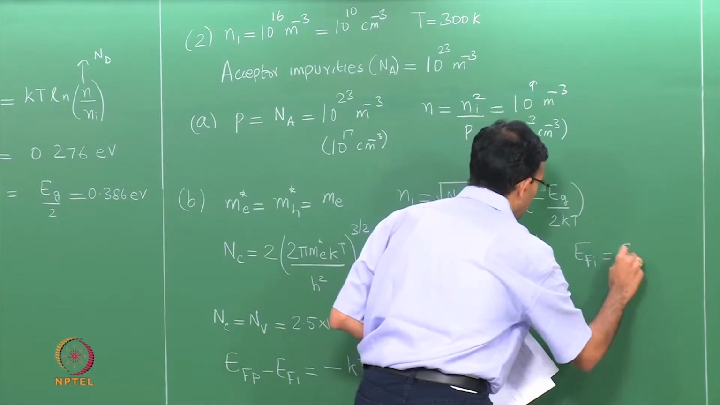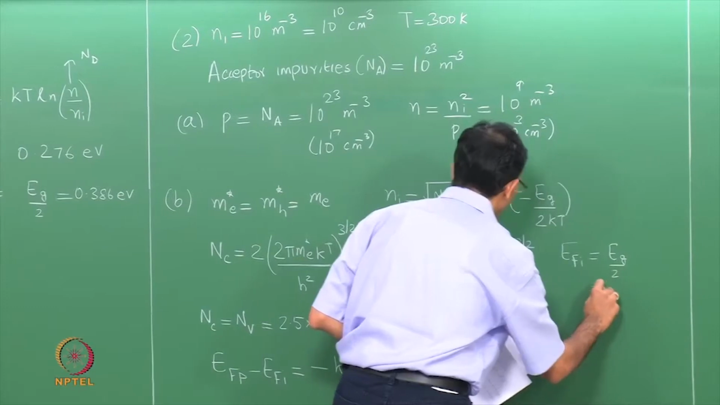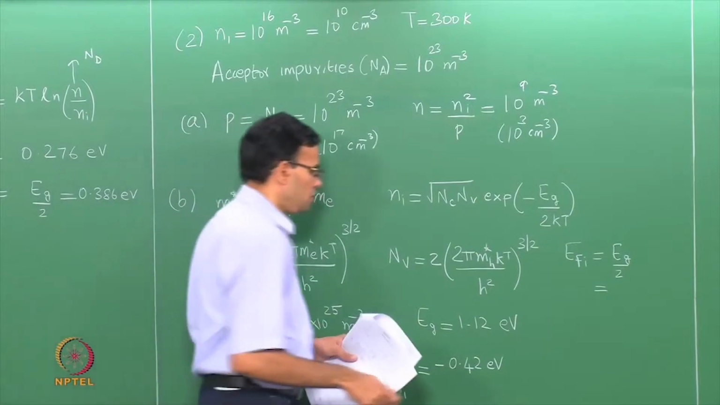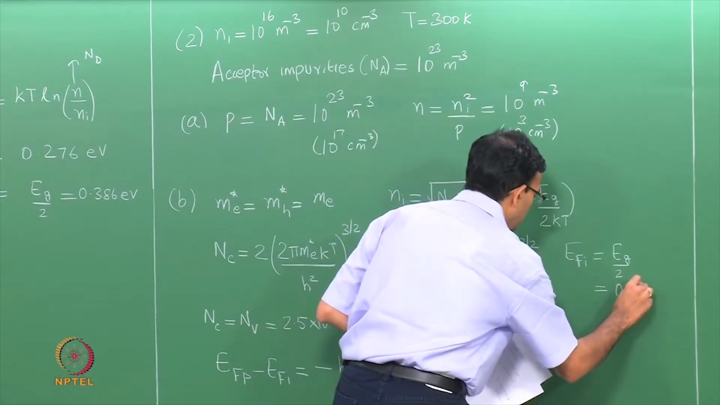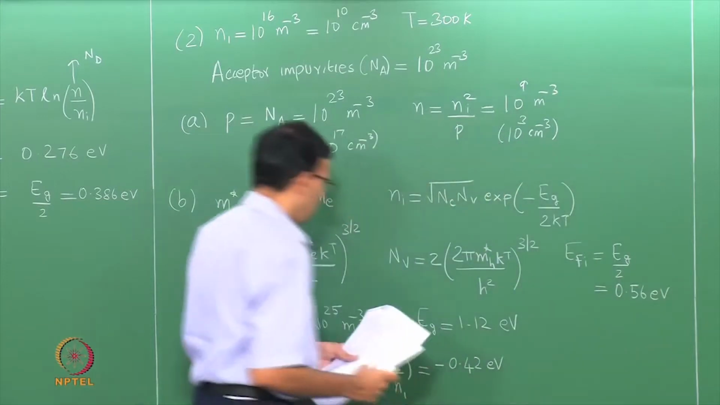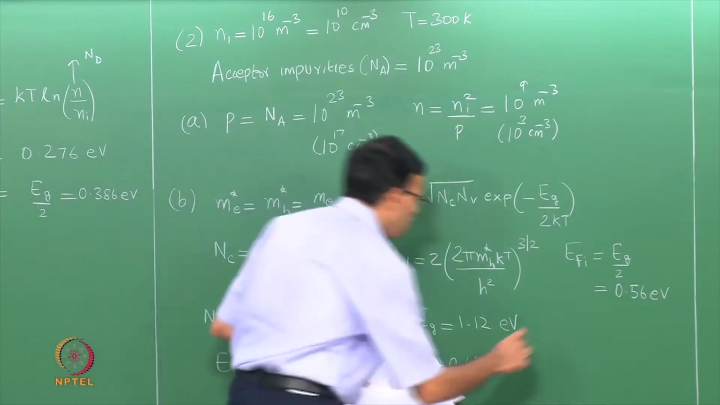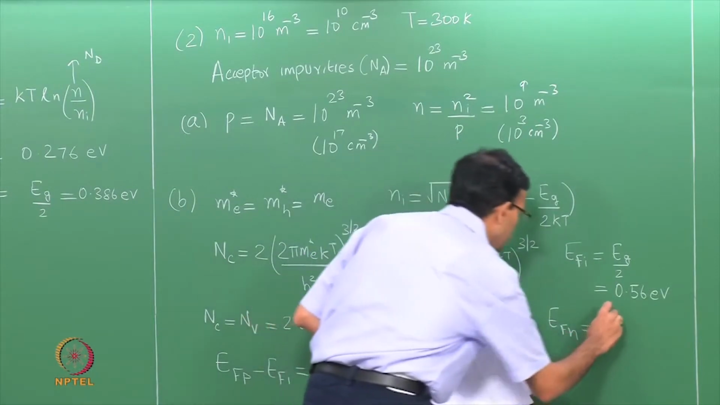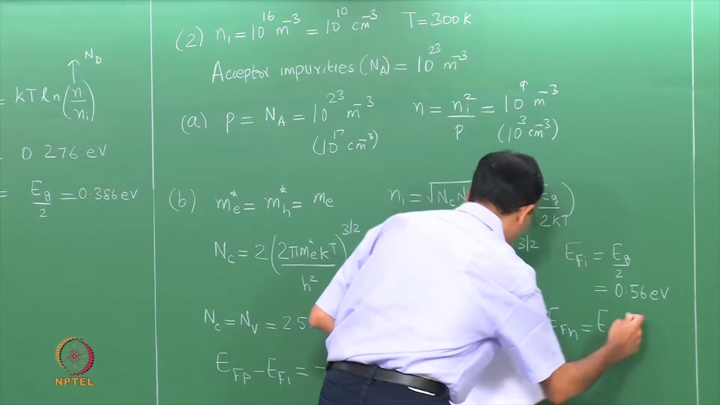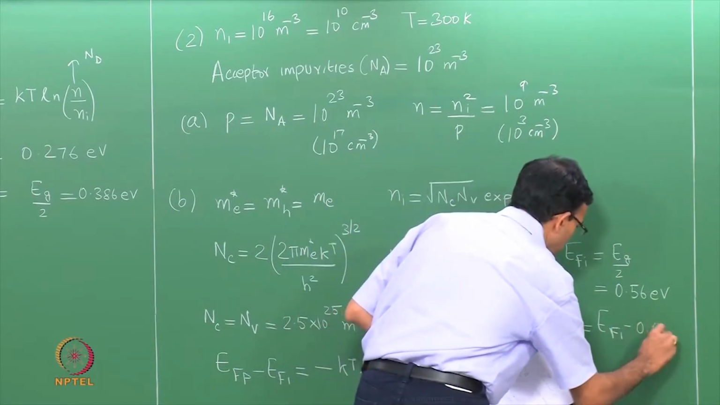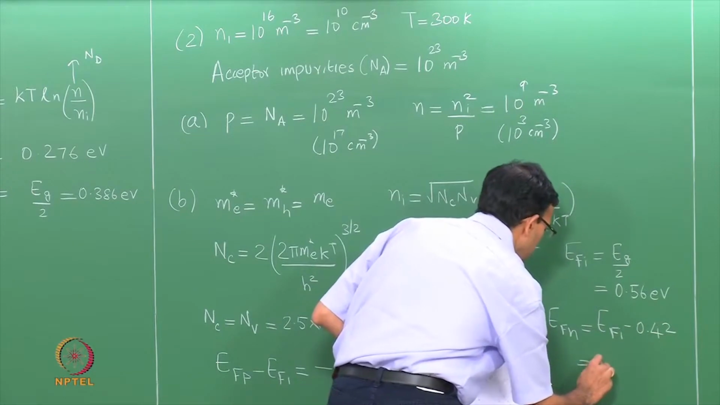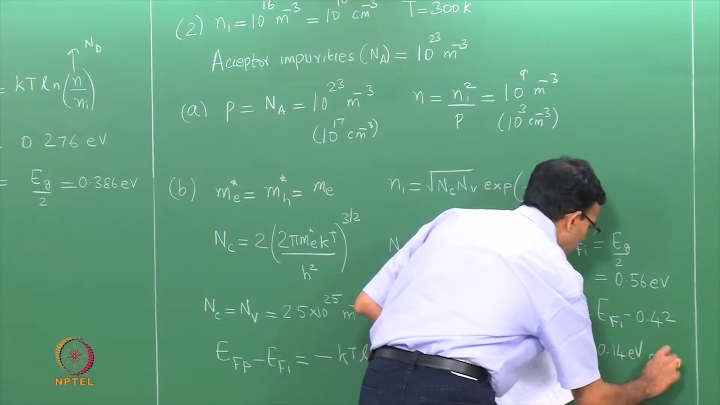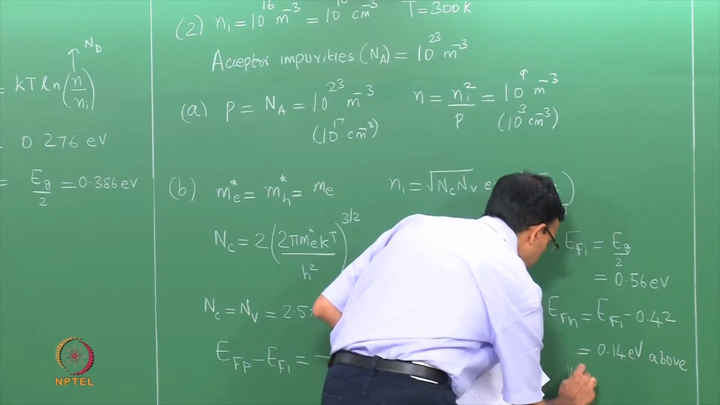EFI is nothing but just Eg over 2. So, Eg is calculated to be 1.12. So, EFI is 0.56. So, that we can substitute here, and that gives you EFN is nothing but EFI minus 0.42, which is 0.14 eV above the valence band.